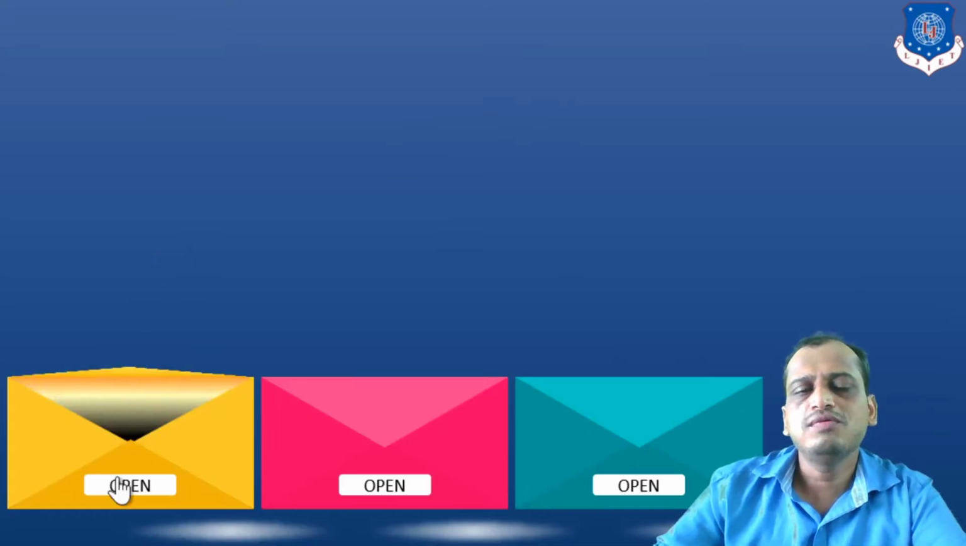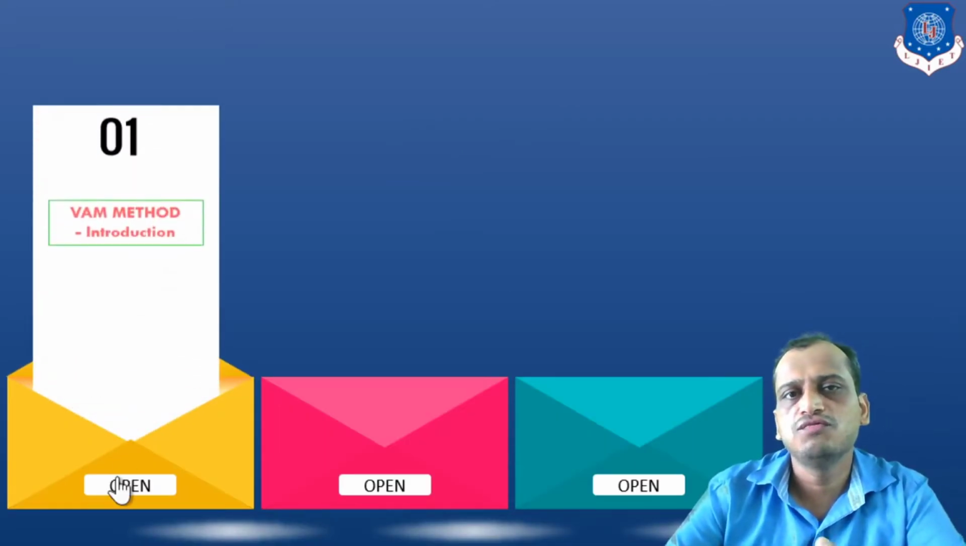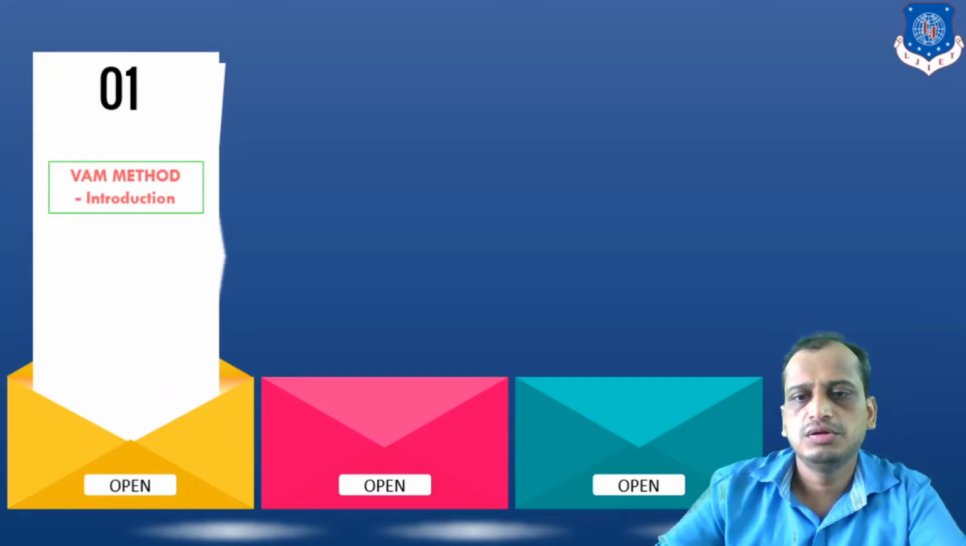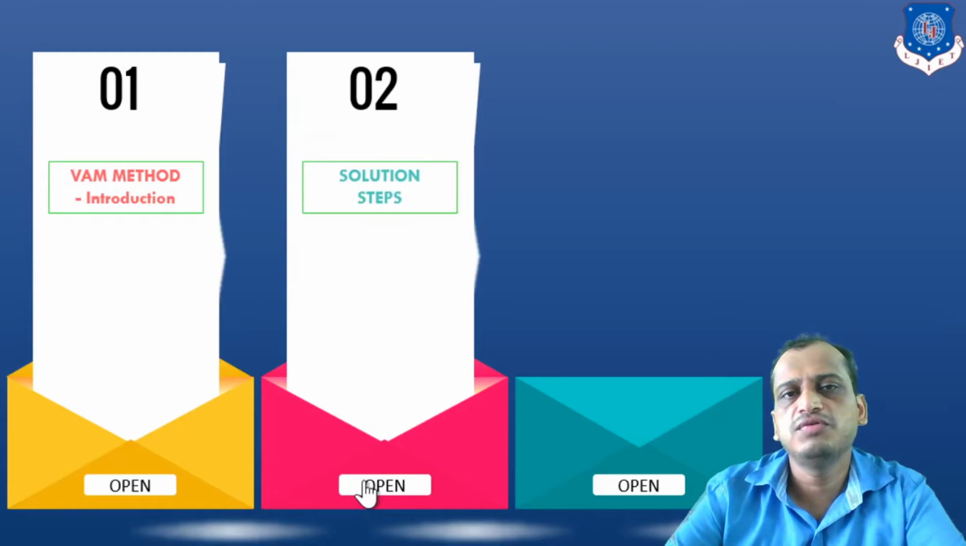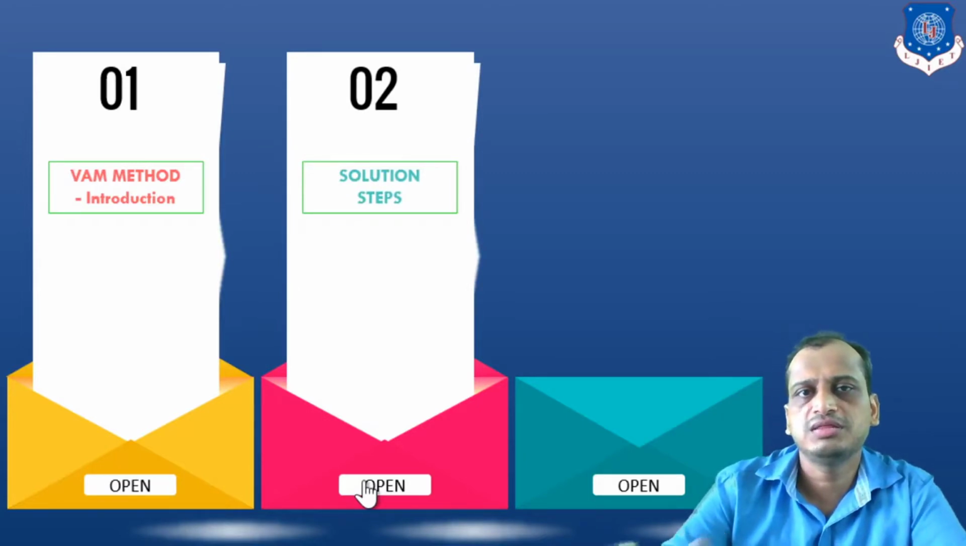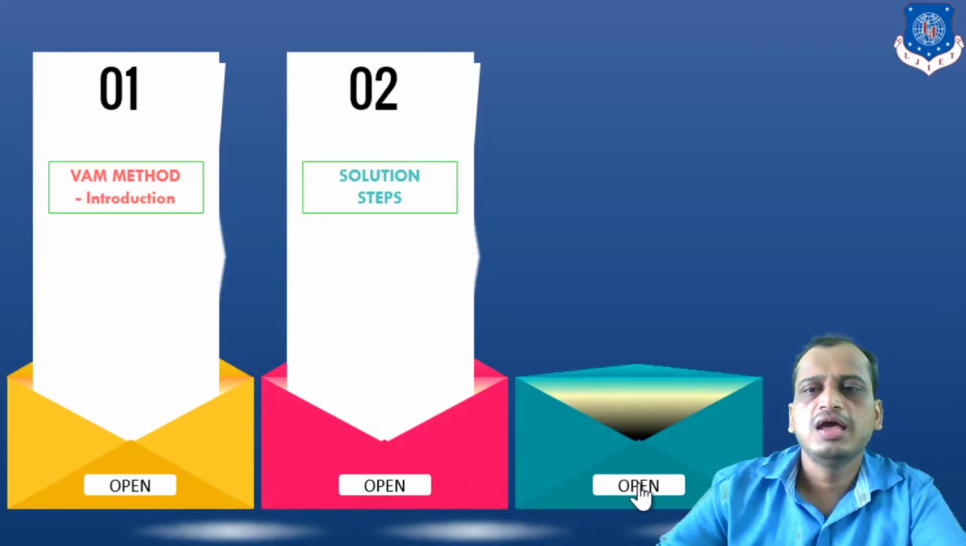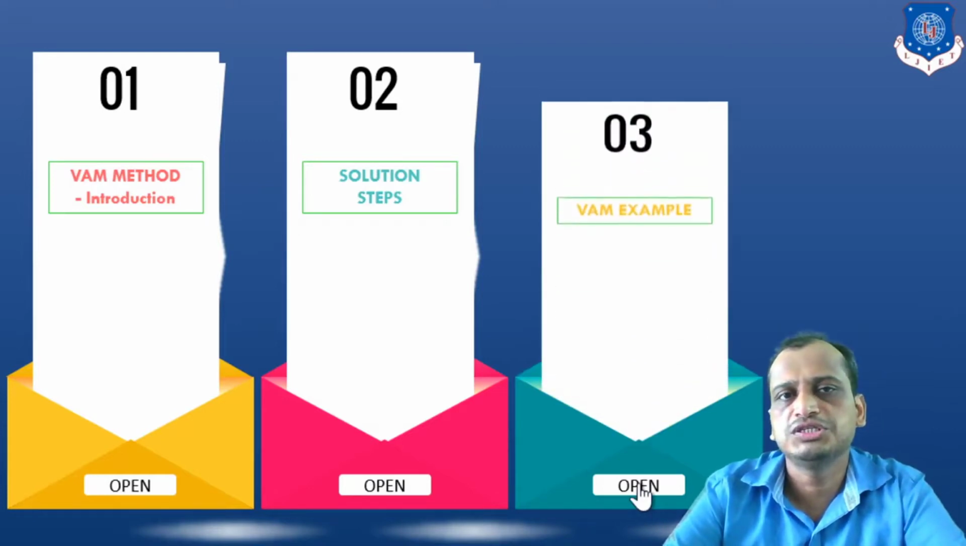So first, we will try to introduce Vogel's approximation method. Then we will look into the steps. What are the steps involved in Vogel's approximation method? What is the algorithm of Vogel's approximation method? And finally, we will look into the examples of the Vogel approximation method.